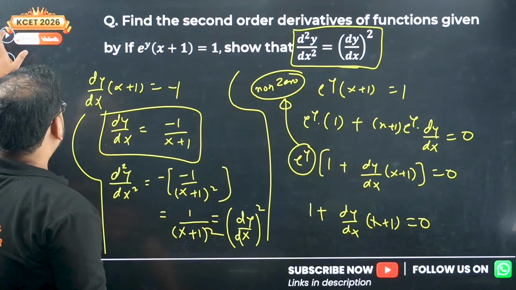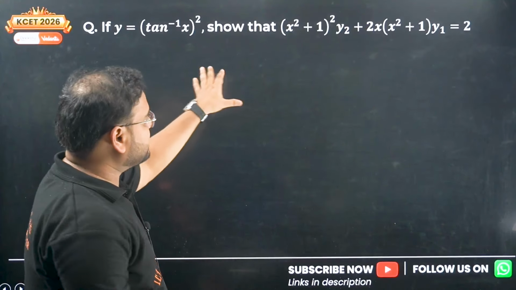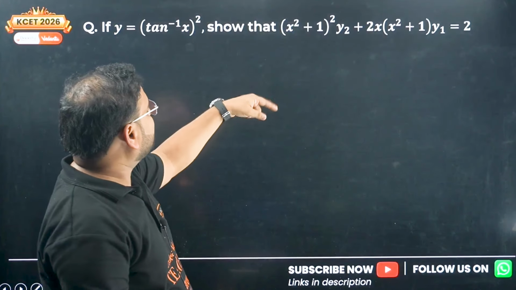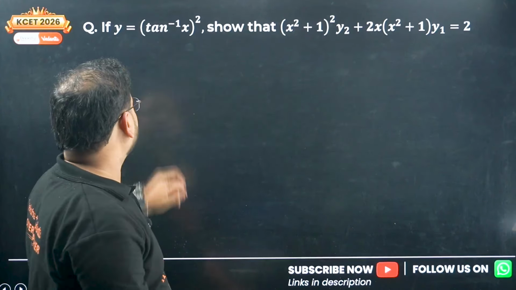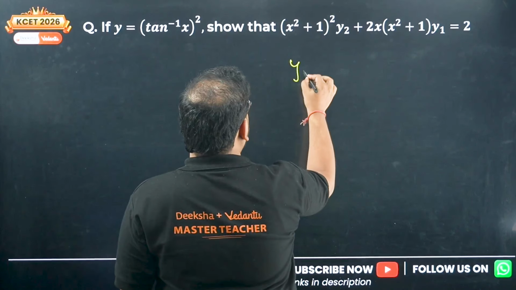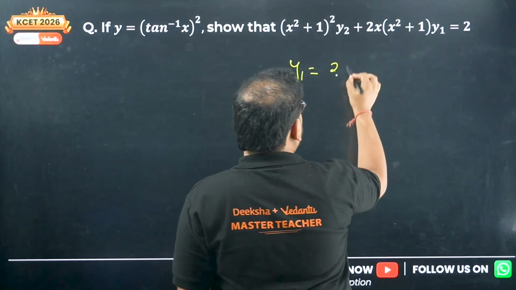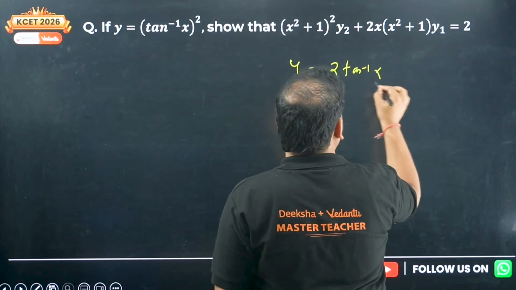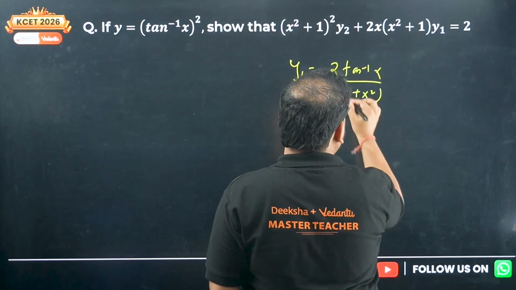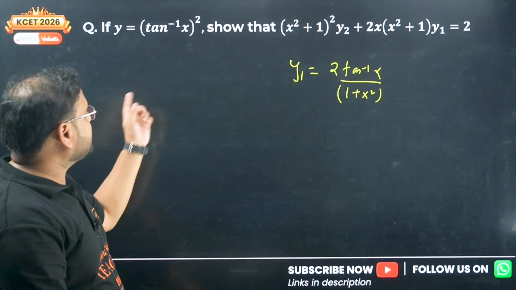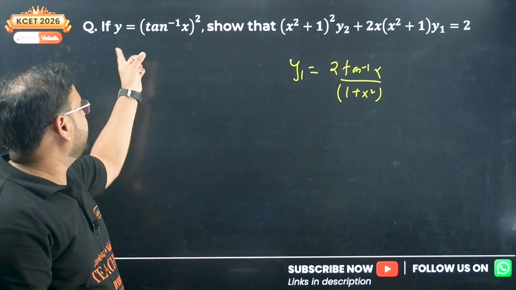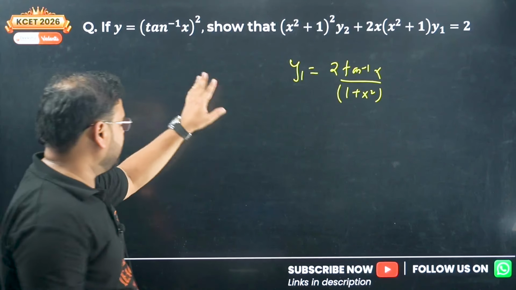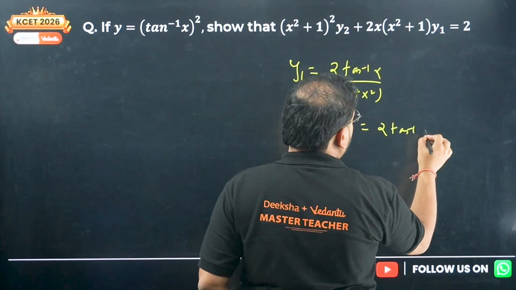Okay, let's move on. So this is your last question. This is a PYQ as well. I have to find and so that this is true for the given function. Differentiate, y1 will be what? 2 times tan inverse of x divided by 1 plus x square. Am I correct? 2 times tan inverse of x divided by 1 plus x square is the derivative of y for the first time. Multiply on this side. I get y1 into 1 plus x square equal to 2 tan inverse of x.